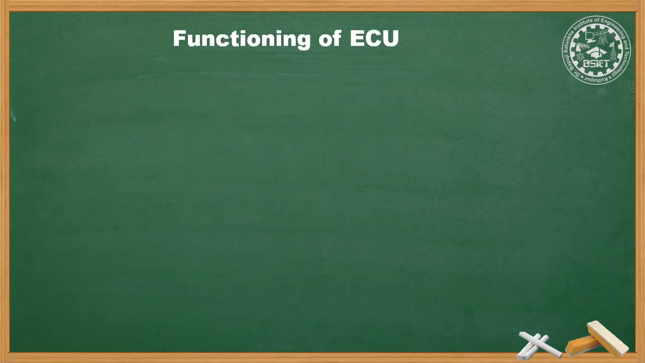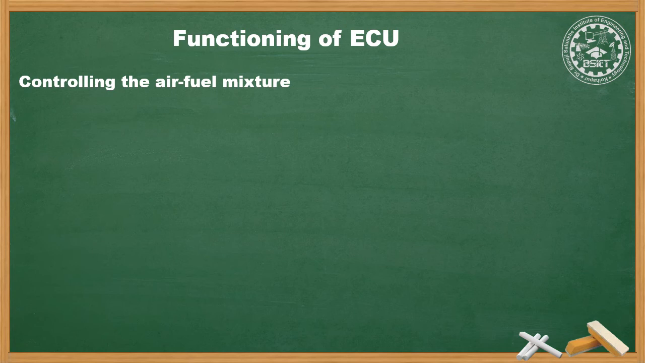Functioning of ECU. Number 1, controlling the air fuel mixture. Nowadays, the onboard diagnostic system is compulsory for BS6 stage vehicles. So the ECU is the most important part for controlling the air fuel mixture, as it senses the proper amount of air present in the combustion chamber and directs the proper amount of fuel so that complete combustion takes place. There are a number of functions of an ECU. The main functions are explained in today's session.